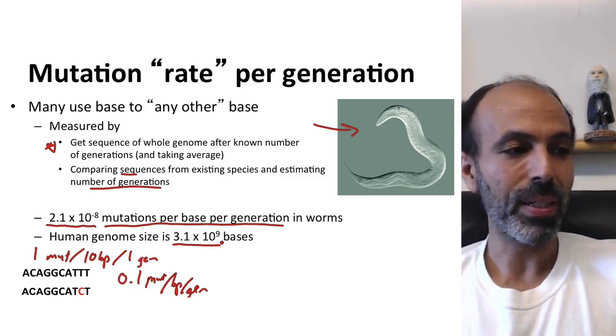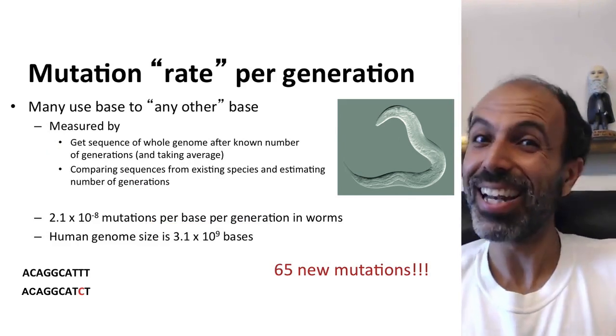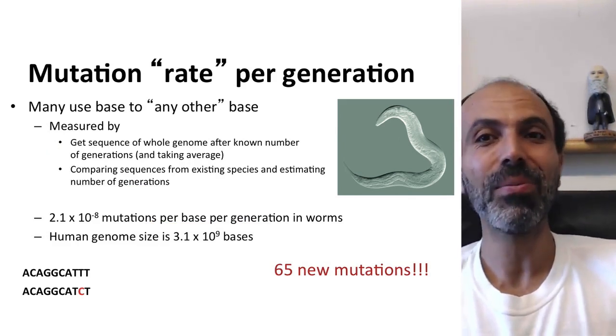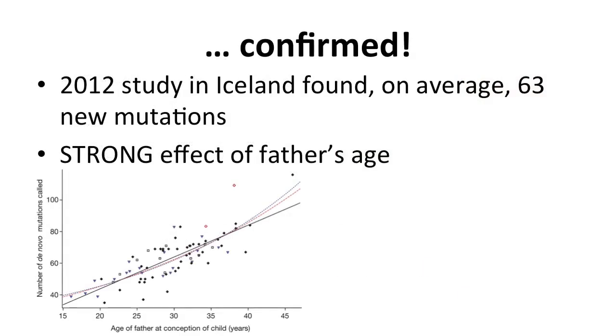The answer from this is 65. So that is not a small number of new mutations, right? And as I said, mutations are happening all the time. And amazingly, this finding is absolutely confirmed. A 2012 study from various Icelandic families found on average 63 new mutations.